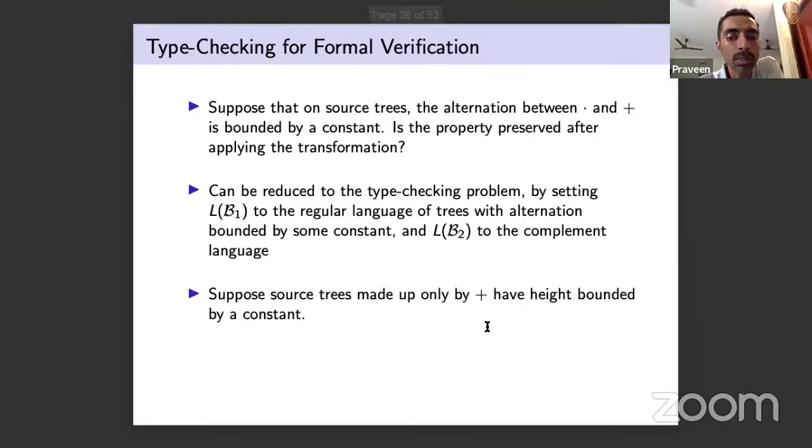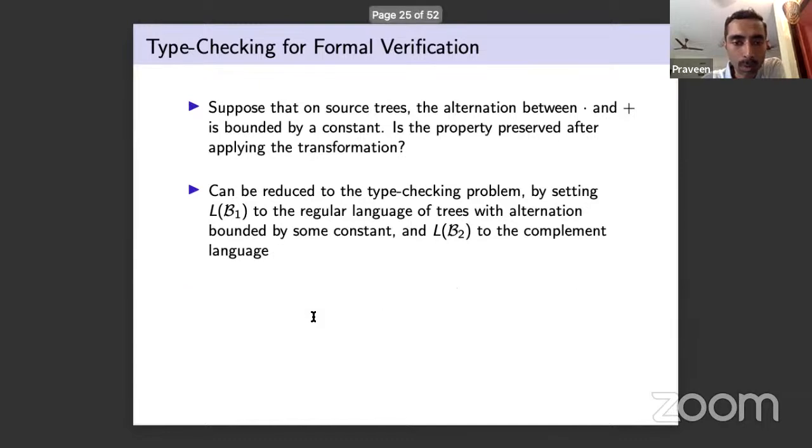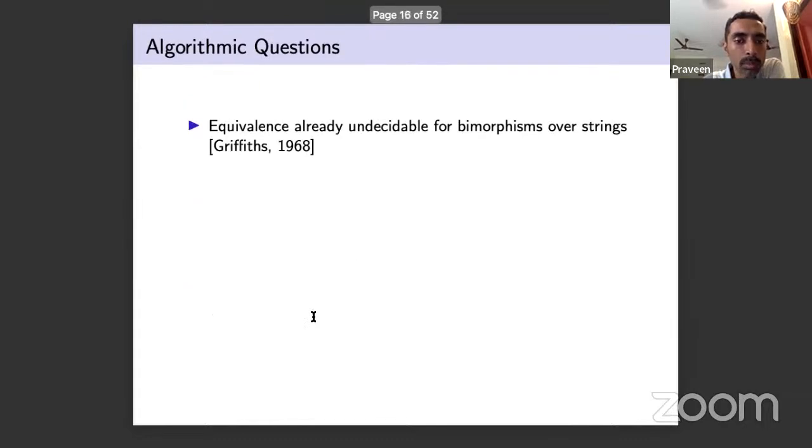Then you have another example here. Let's say that your source trees satisfy the following property. You look at any subtree of your source tree which is made up of only addition operators, and suppose that such subtrees have bounded height. What do I mean by this? Let me go back to the example.